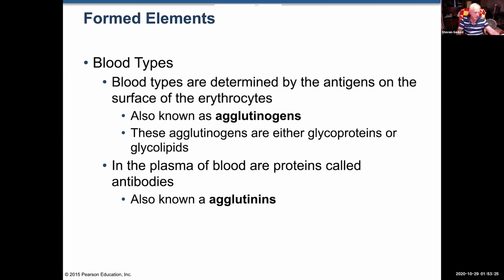All right, any questions on hemoglobin and the different subunits of it and how oxygen and carbon dioxide bind? Everybody's got it?